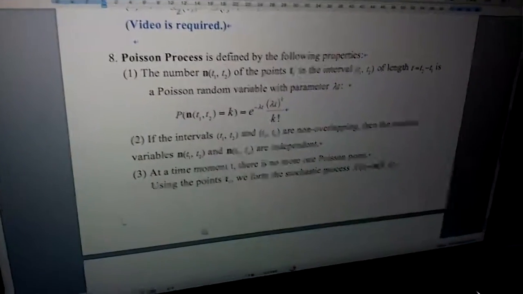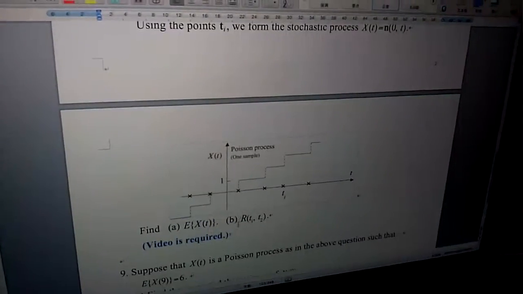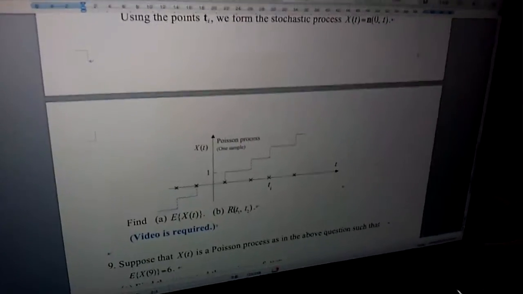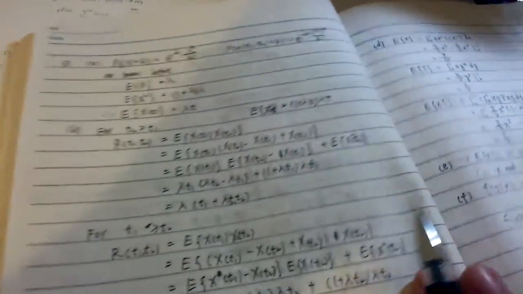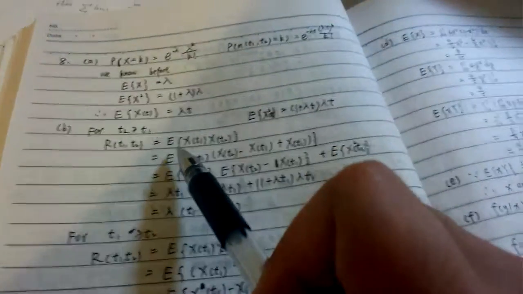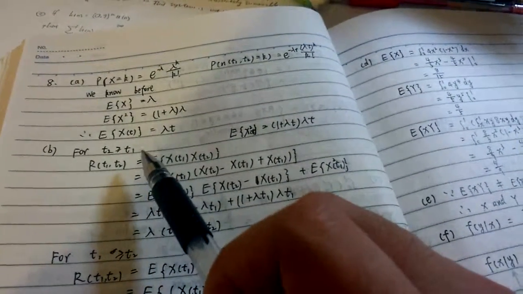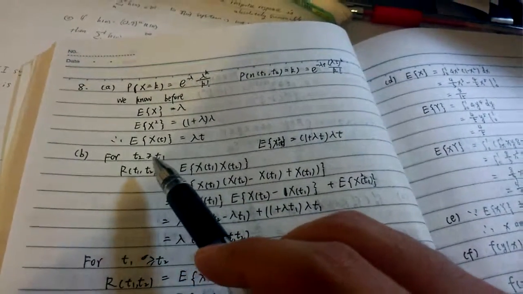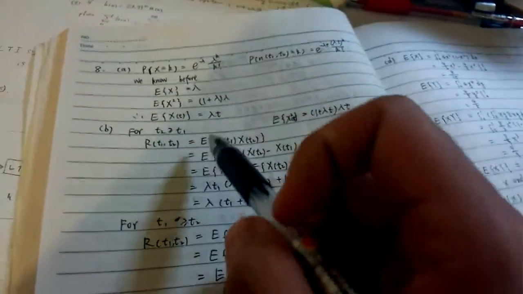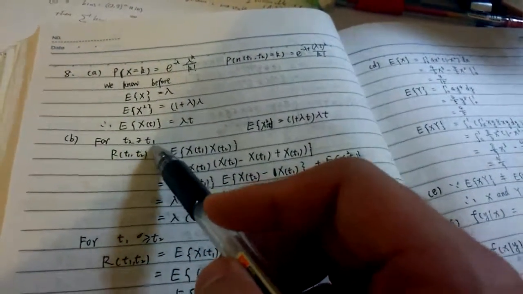And the second part asks us to calculate R(t1, t2), and we know the definition of it is R(t1, t2) is equal to the mean of X(t1) multiplied by X(t2). So we should consider whether t1 or t2 is bigger. So we just think about the two situations. The first situation is t1 larger than t2, then t2 larger than t1.